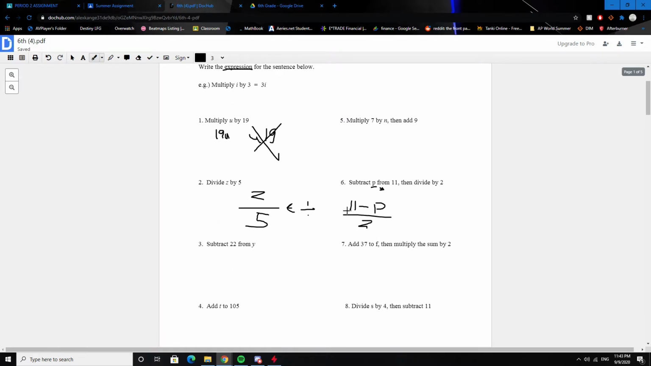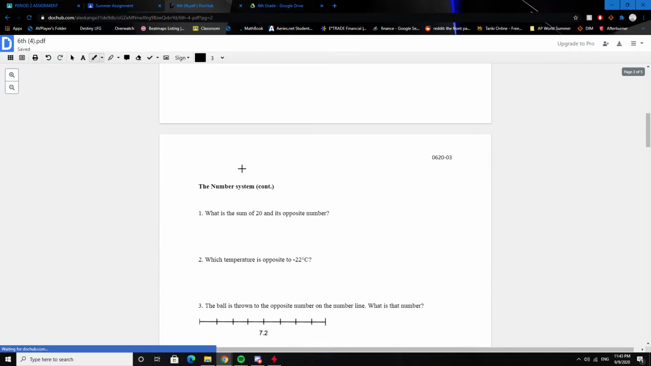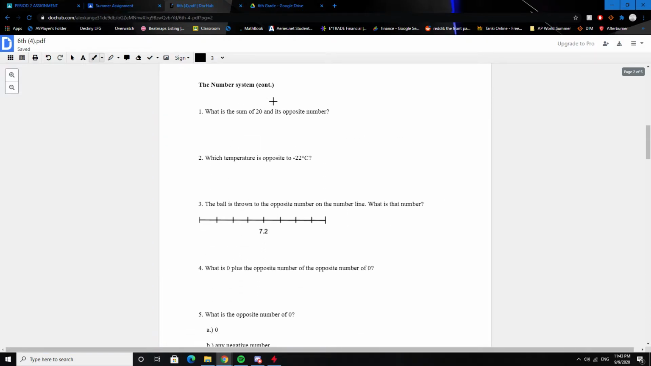And that's pretty much it for the number system part. Let's see if I have any questions here. Oh yeah, here. What is the sum of 20 and its opposite number? Basically, it's just asking you to add 20 with its counterpart, which is literally just negative 20. If you look at it directly, it's the same number in opposite forms, which would equal 0. This is your answer.